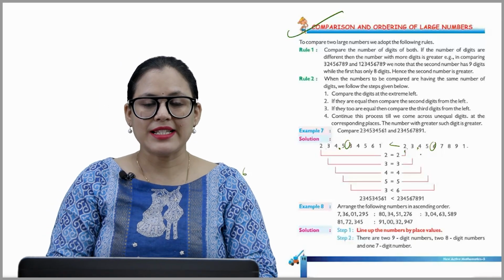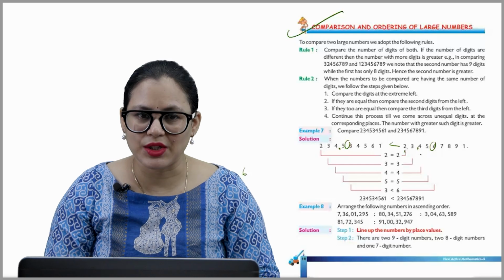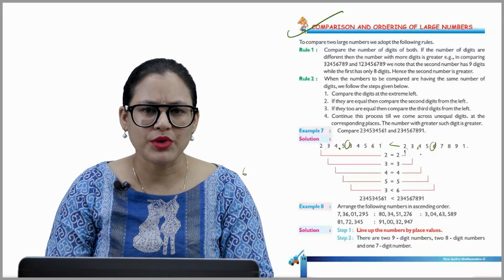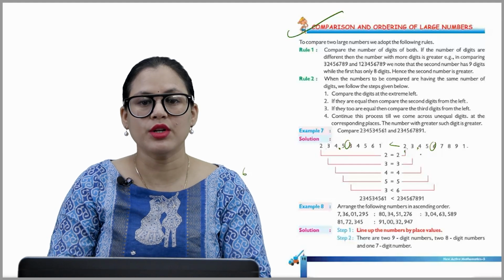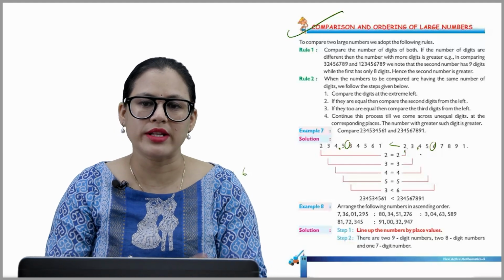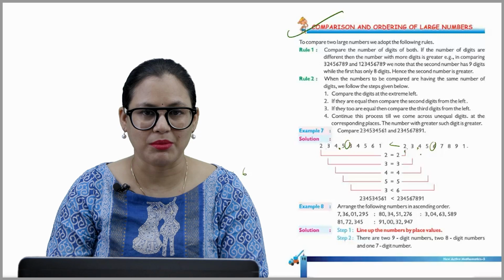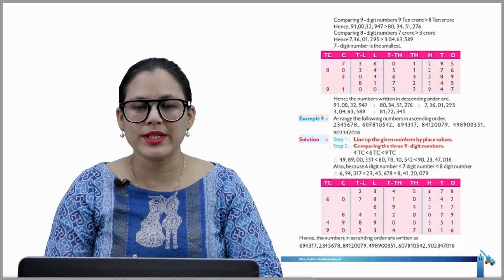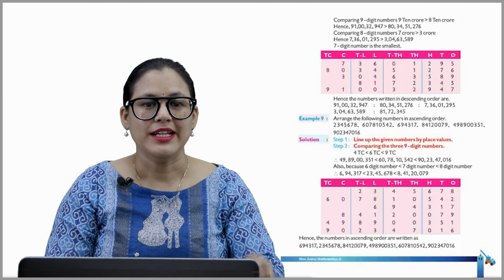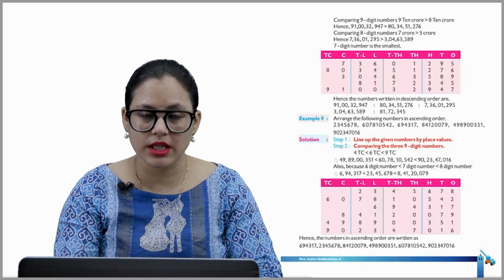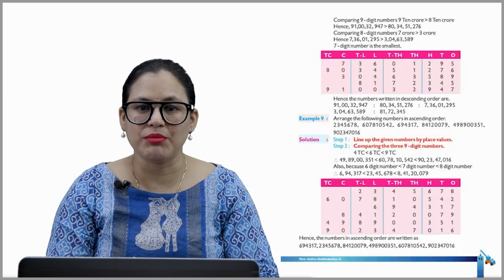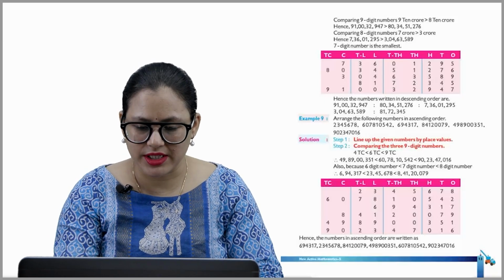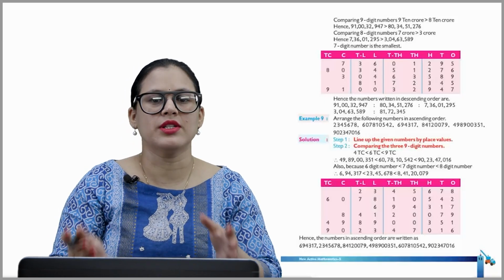Example 8: arrange the following numbers in ascending order. Ascending order means increasing order. Step 1, line up the numbers by place value. Step 2, there are 2 nine-digit numbers, 2 eight-digit numbers and 1 seven-digit number. Comparing the 9-digit numbers, 9 10 crore is greater than 8 10 crore, and hence this number is greater than this number. Comparing the 8-digit numbers, 7 crore is greater than 3 crore. Hence this number is greater than this number. So the 7-digit number is the smallest.